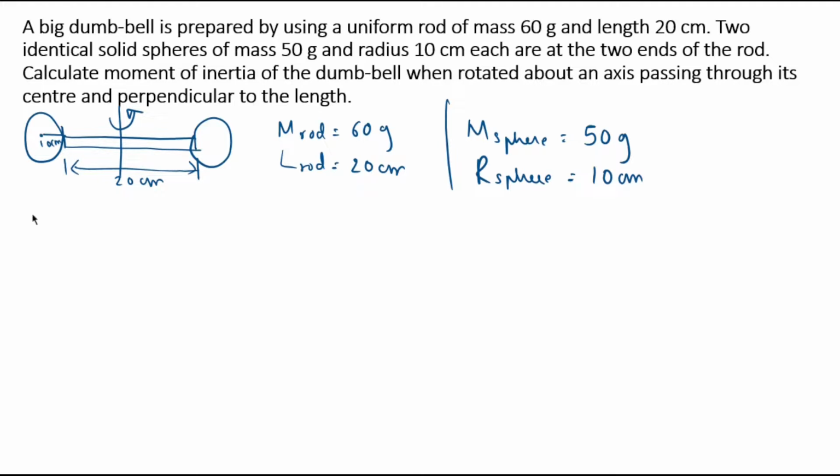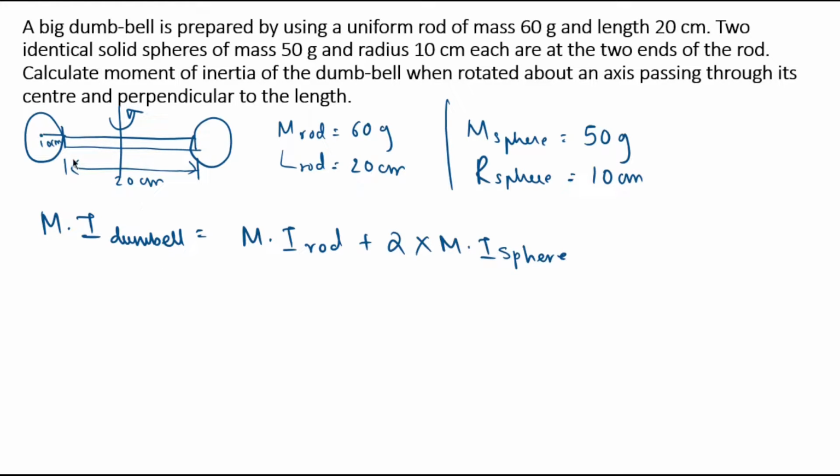To find the moment of inertia of the dumbbell, we know that this dumbbell is made up of one rod and two spheres. So the moment of inertia of the dumbbell can be written as moment of inertia of rod plus twice the moment of inertia of sphere, because this dumbbell is eventually the rod and two spheres. By calculating the individual moments of inertia of the rod and the spheres, we can find the moment of inertia of the dumbbell. So first calculate the moment of inertia of the rod.